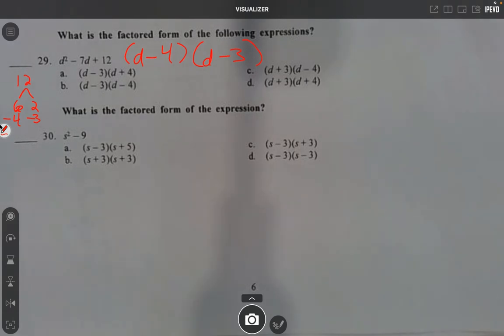All right? It's a difference of perfect squares. So it's S and S. And what times what is negative 9? Negative 3 and positive 3. There you go. Barely made it.